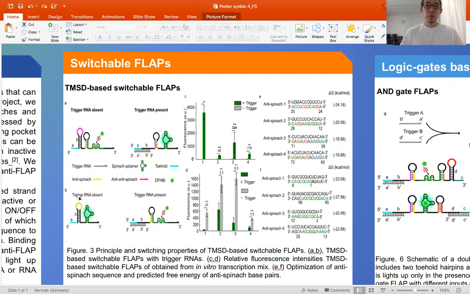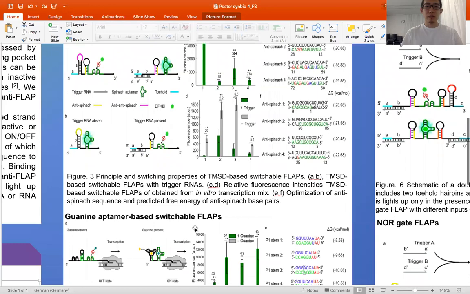spinach switchable repressor. When trigger is absent, anti-spinach is sequestered within the loop region of the toehold hairpin. The trigger RNA binding will unwind the hairpin and anti-spinach will sequester a partial sequence of the spinach. Therefore, the fluorophore cannot bind anymore. In order to fine-tune the dynamic behavior of our spinach aptamer, we designed 8 different anti-spinach sequences and we tested them in vitro, and some of them showed much higher on-off ratio compared to the previous works.